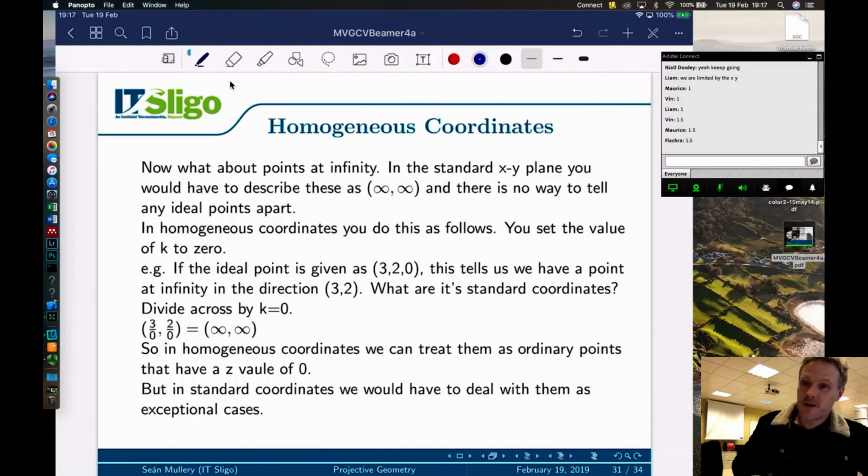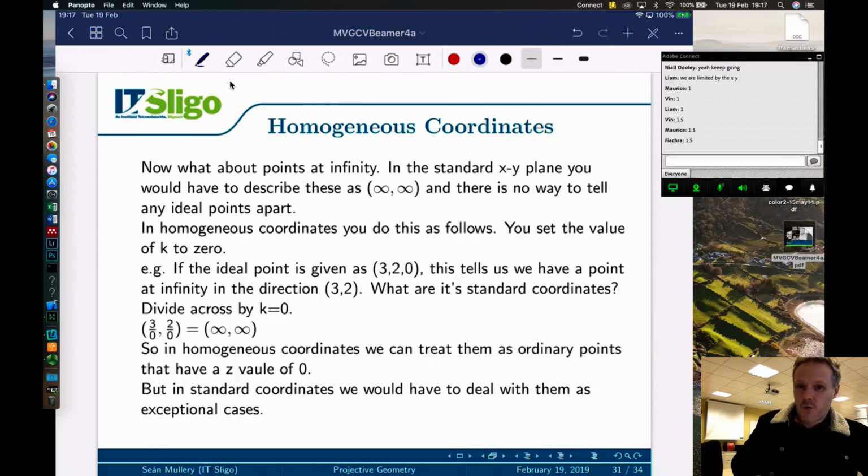You set the value of k to 0. If the ideal point is given as 3, 2, 0, this tells us we have a point at infinity in the direction of 3, 2. So now we know that infinite point, our ideal point, is separate from all the other points, because we still have the 3, 2 information.